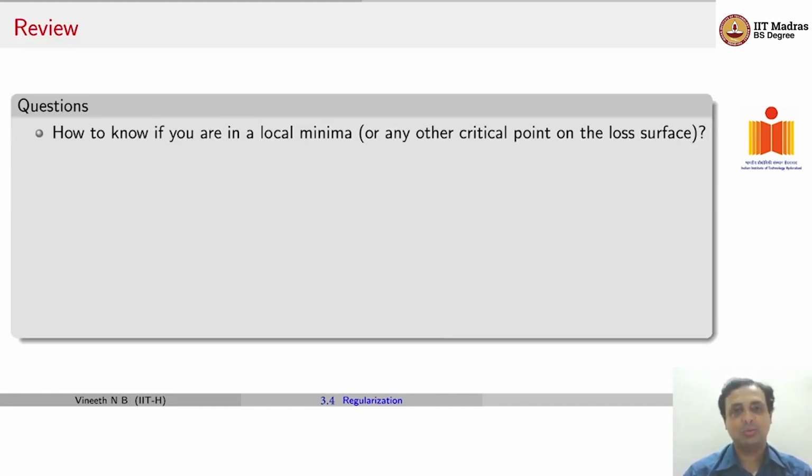The first question was how to know if you are in a local minima or any other critical point on the loss surface when you train neural networks. All the algorithms that we spoke about so far, backpropagation, gradient descent, all the variants of gradient descent, always had this clause in its while loop or for loop which said until convergence or until stopping criterion is achieved. What should be this stopping criterion?